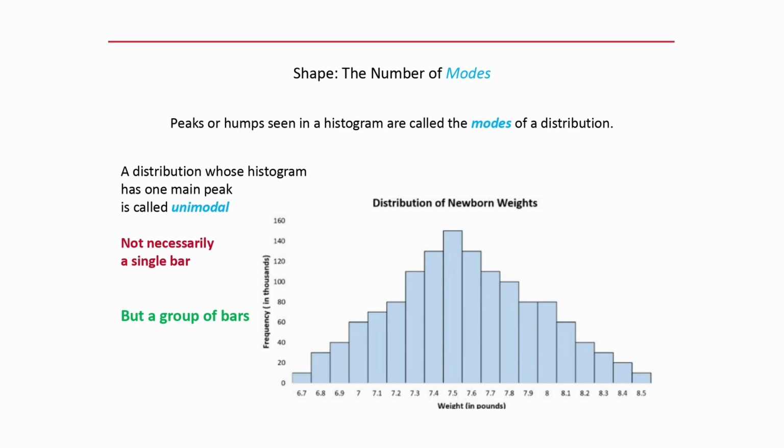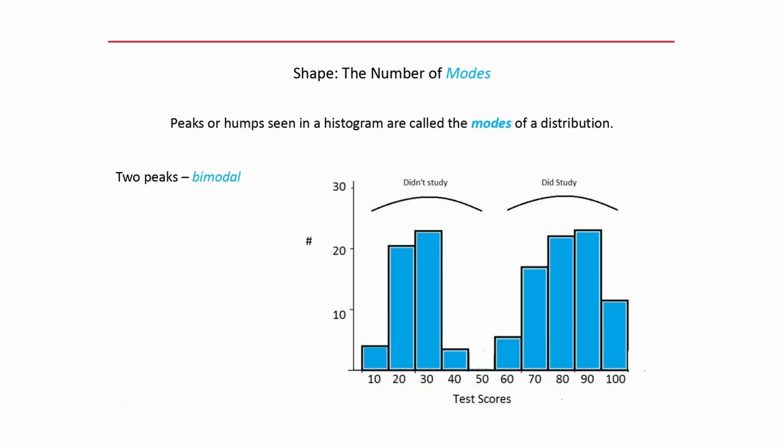When there is one peak, like we see here, we call that shape unimodal. Uni for one and modal for mode. In this next histogram where I'm showing test scores from a class, you can see that there are 2 groups here, and they form 2 peaks or 2 humps. So in this case, we would call this bimodal. Bi for 2, modal for mode.